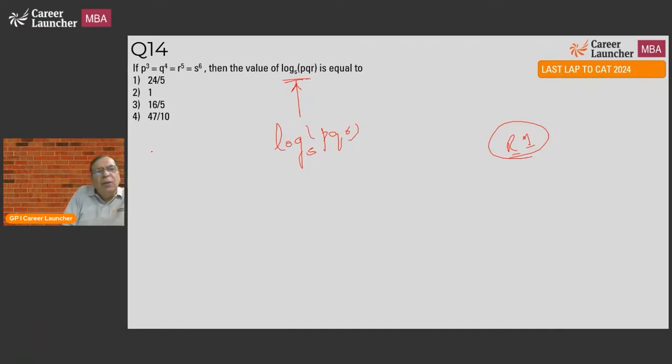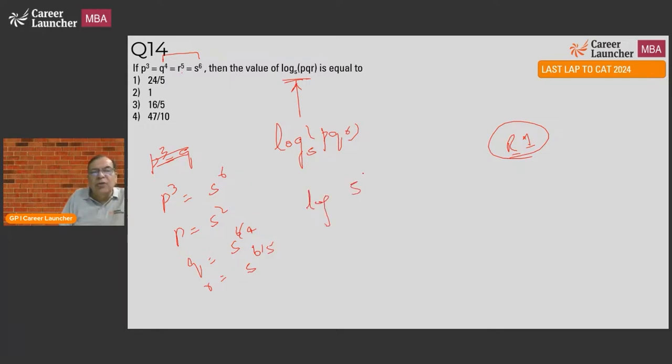So what is P? If I look at P cube equal to, let me do P cube equal to S to power 6, that means P equal to S square. Similarly, if you look at these two, Q will be equal to S to power 6 by 4 and R will be equal to S to power 6 by 5. So what is this becoming? Log of PQR is nothing but 2 plus 6 by 4, which is 3 by 2, plus 6 by 5.